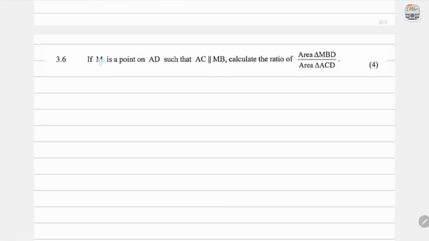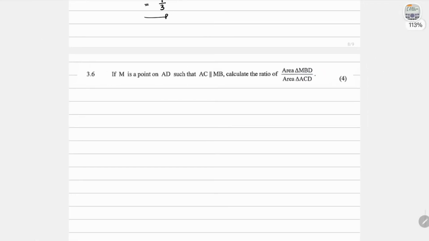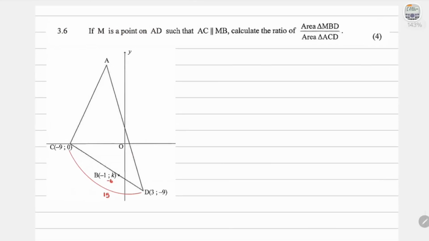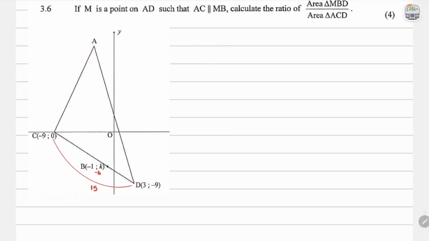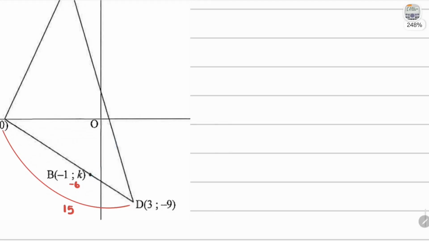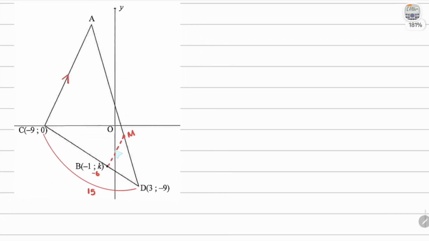Question 3.6 says, if M is a point on AD such that AC is parallel to MB, calculate the ratio of triangle MBD over triangle ACD. Okay, so here is our diagram, and they're telling us that M is now a point on AD in such a way that AC is parallel to MB. So M would be somewhere here, right? Let's say we have M over here, and they're saying that if we connect this, then these two lines are parallel.